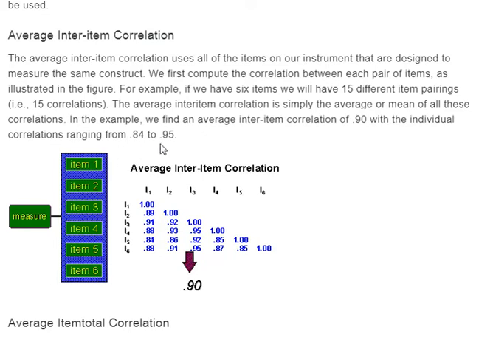from 0.84 to 0.98. For the average inter-item correlation, we pair item 1 with items 2, 3, 4, 5 and 6, then item 2 with 3, 4, 5 and 6, and so on. The range is between 0.84 and 0.95, and the average inter-item correlation is 0.90.